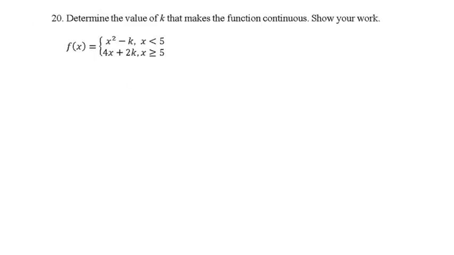Next, problem 20. Determine the value of k that makes the function continuous. Show your work. So we know for the function to be continuous, we'd have to have the limit from the left equal the limit from the right. So if we just write the limit as x approaches 5 from the left side of f of x equals the limit as x approaches 5 from the right side of f of x.